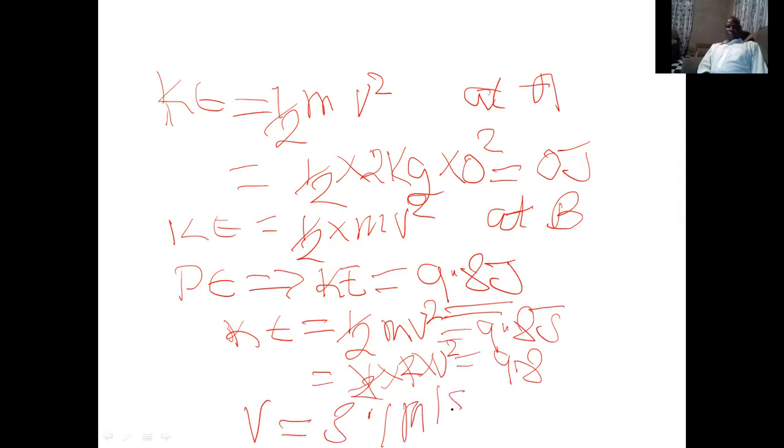meters per second. And so we have demonstrated here that we can calculate the kinetic energy as well as the potential energy, and that energy can be converted from one form to another. And so today we have looked at how we can calculate the potential energy and kinetic energy.